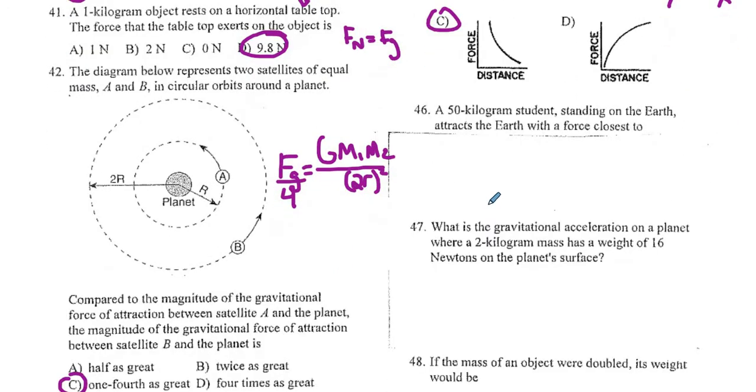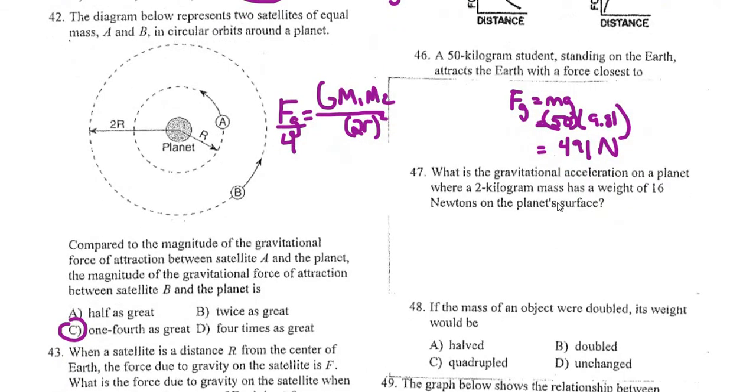All right, 46, we have a 50 kilogram student standing on the Earth. So they're standing on the Earth, so we know g, and we could simply do F of G equals mg. So this becomes 50 times 9.81, which works out to be 491 newtons, or 500 roughly, if you call g 10.